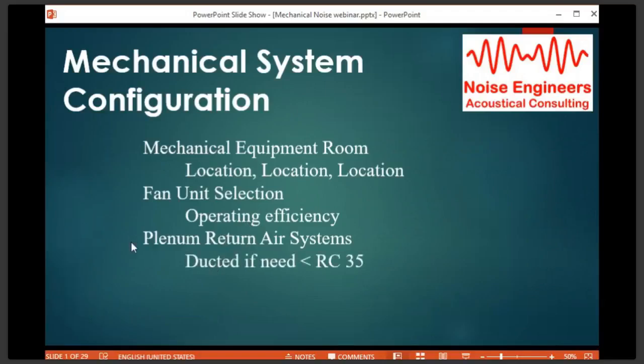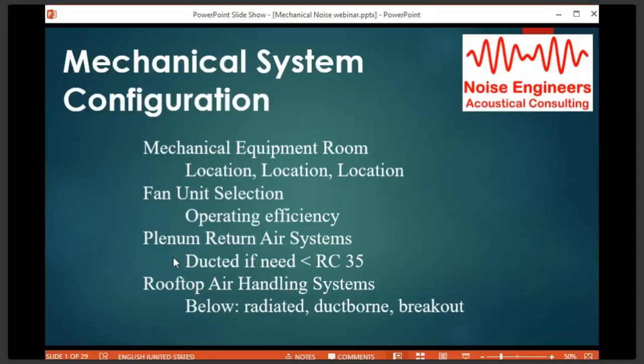How you set up the return system. If you need it to be quiet, you really should have it ducted. So a ducted return instead of just some open plenum. Open plenum is going to be less expensive. So for a lot of cases, that's fine.